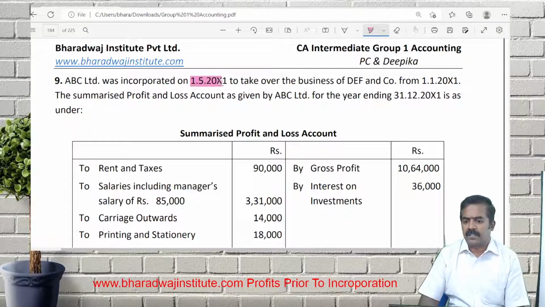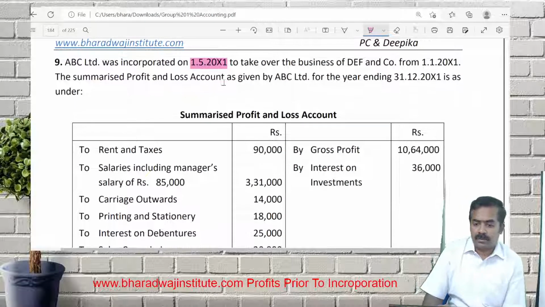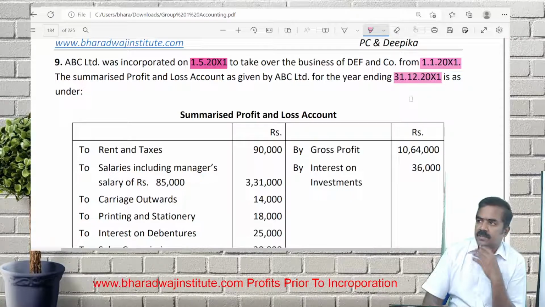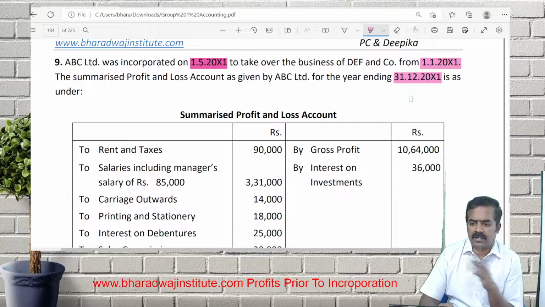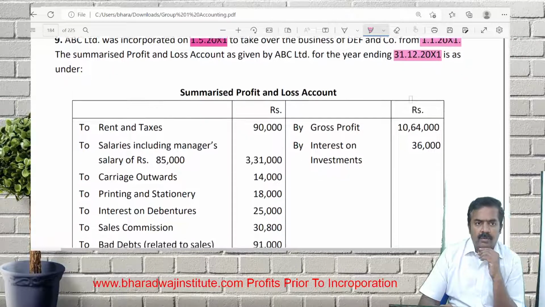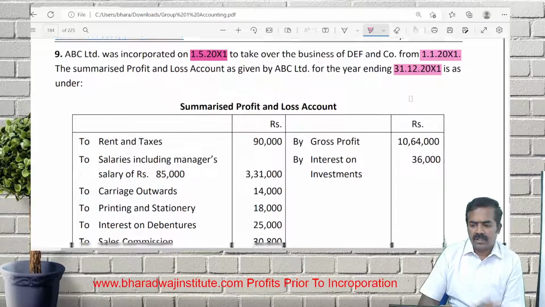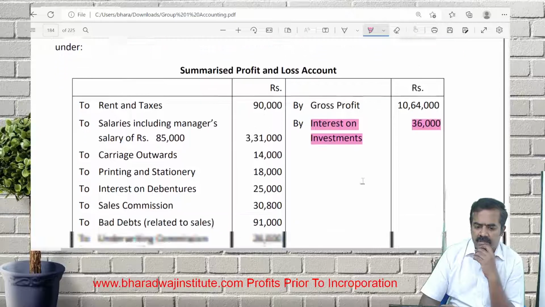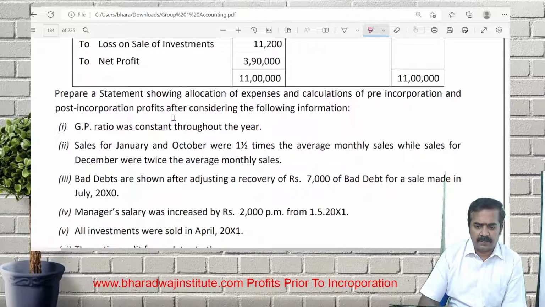When the company was incorporated, 1st May 2021 to take over the business from 1st January. So 1st January to 1st May it will become which period? Pre-incorporation period. Then 1st May to 31st December it will become what? Post-incorporation period. It will be like 4:8 or 1:2 ratio. Then we are given gross profit. Credit side there is an interest on investment given. Various expenses are given.